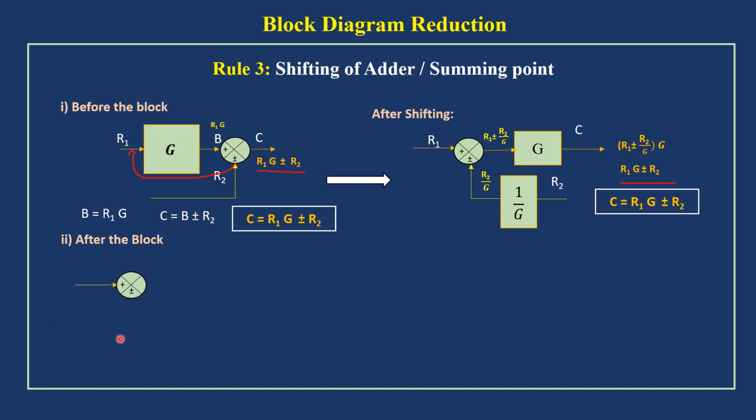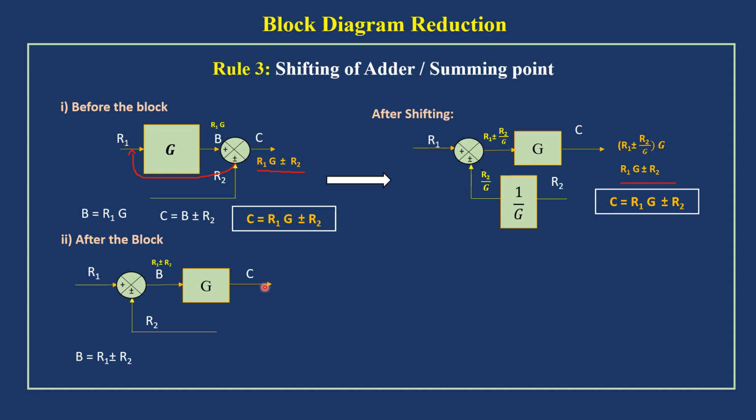And then how to shift the summing point after the block. So here I am representing a summing point and a block, and I am giving one input for the summing point, another input for the summing point also. So here I have given input as R1 and another input as R2. First we will find the output. So if we find the output, here I have represented B. So B equals R1 plus or minus R2.